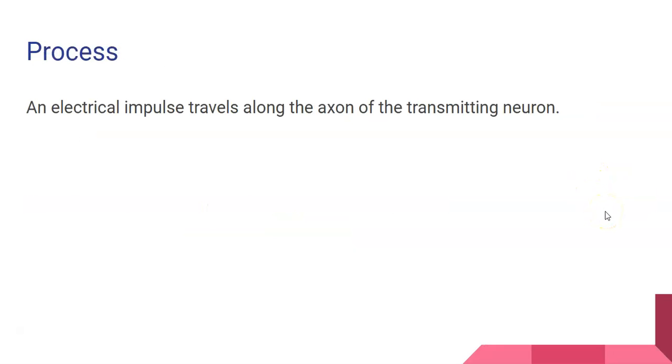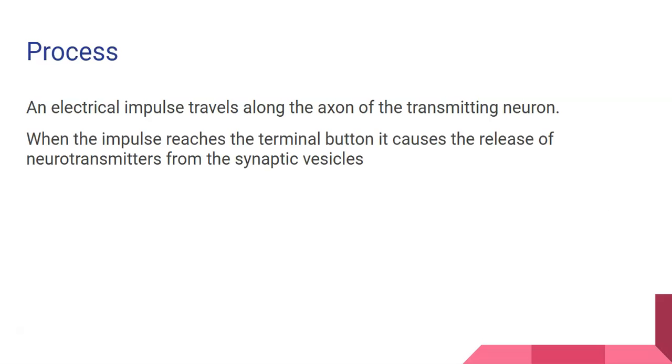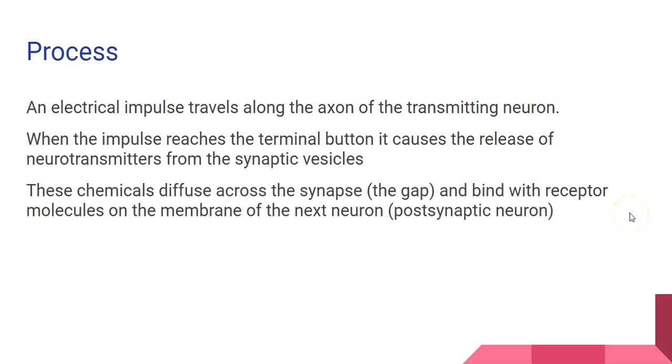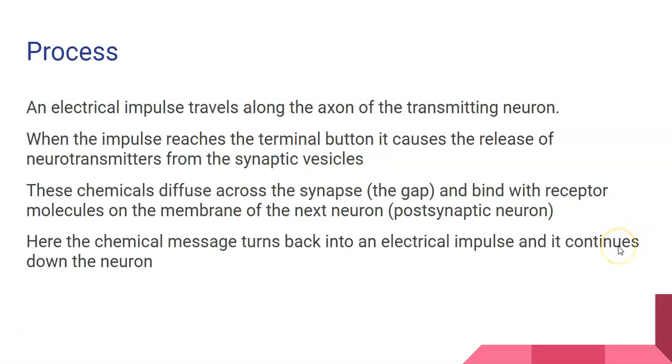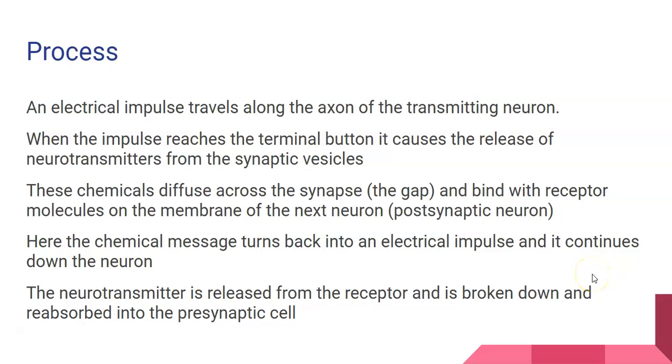Now, there's a set process by which this happens. So the electrical impulse travels along an axon, and then it reaches the terminal buttons at the end. And this causes neurotransmitters to be released by the vesicles. Now, these neurotransmitters travel across the synapse and they bind with receptors on the other neuron, known as the postsynaptic neuron. And here, that chemical message turns back into an electrical impulse, and that impulse can continue down the other neuron. Then, once the neurotransmitter has passed that impulse across, it's released by the receptor and gets reabsorbed back into the presynaptic cell.